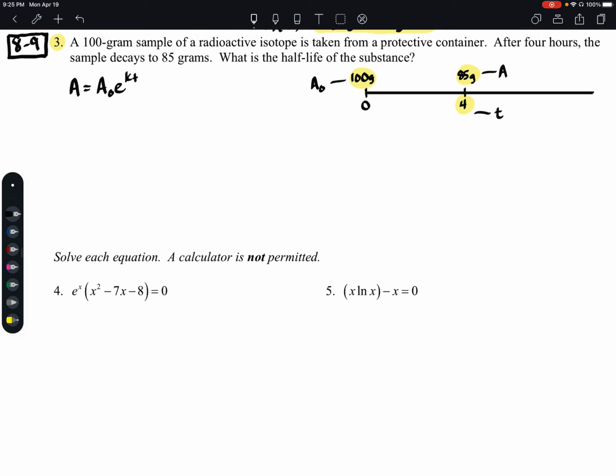So let's plug them in. We've got 85 is equal to 100 times E raised to the power of K times 4. And then we will just use our calculator to solve and find this value.